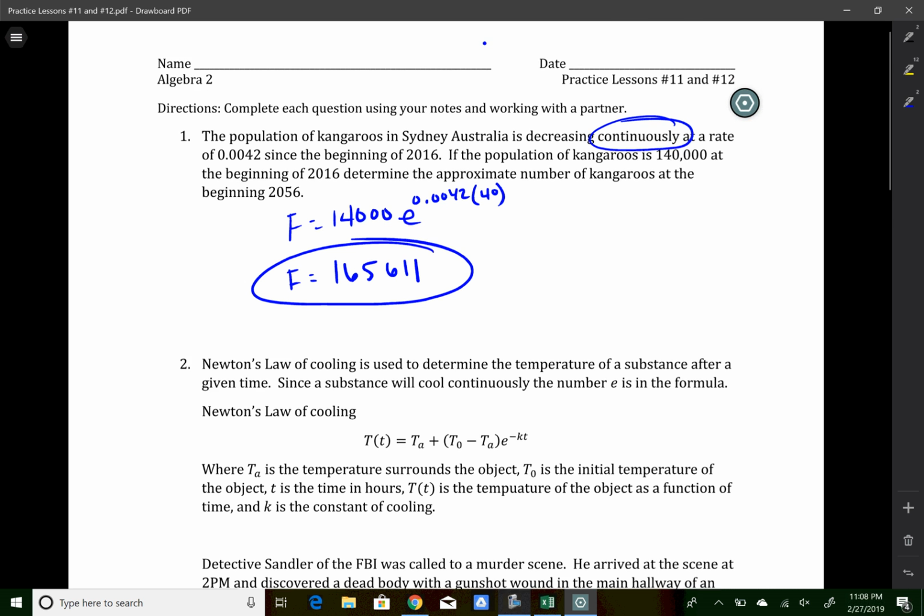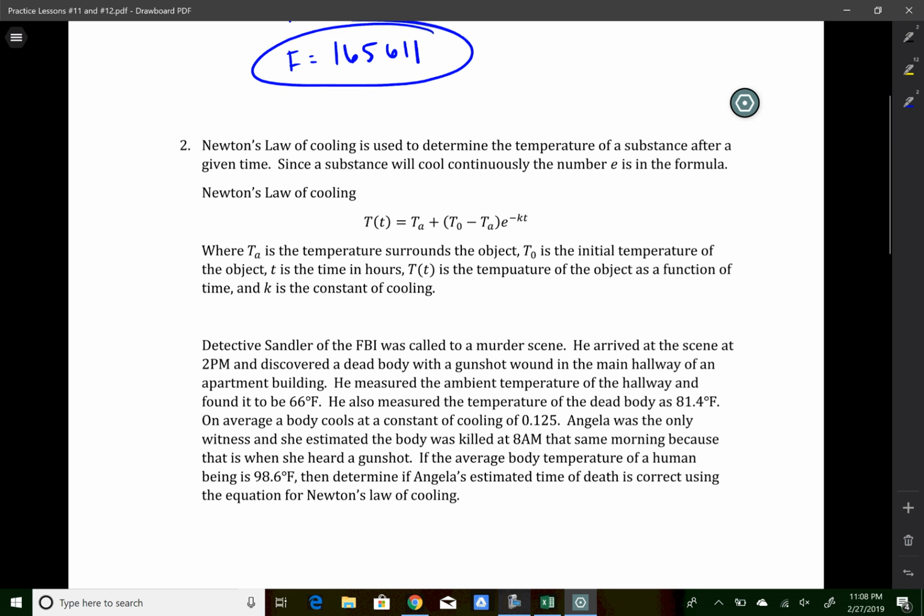All right, so let's talk again about Newton's law of cooling. So this is the second time I've used this equation. It's come up on the Regents exam in the past, so we just want to be able to use it. All right. So the first paragraph is just re-explaining what Newton's law of cooling is. Let's get to the problem.